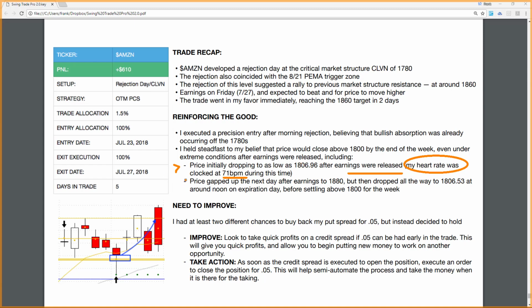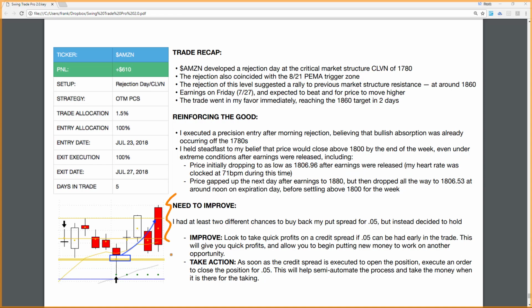Now here, price gapped up the next day after earnings to 1880, but then dropped all the way to 1806.53 at around noon on expiration day, before settling above 1800 for the week. So again, extreme conditions here where price is up as high as 1880 and then dropping 70 plus handles very quickly and approaching that 1800 put that I sold.